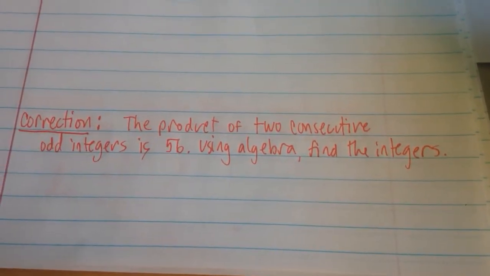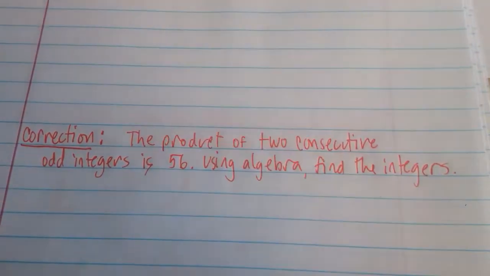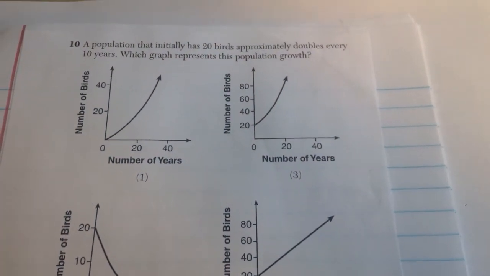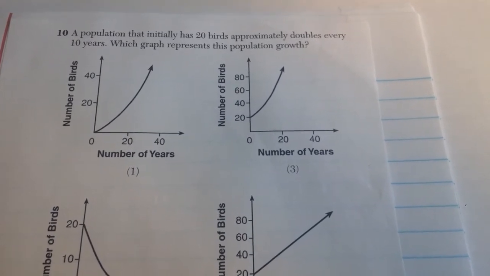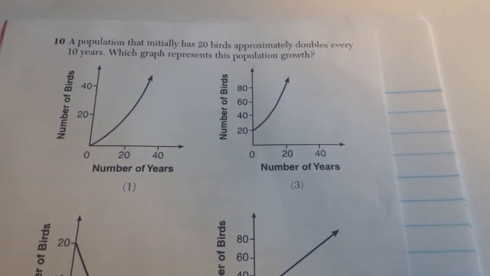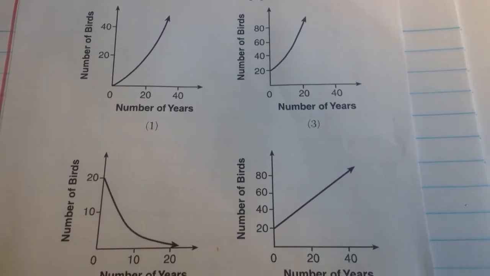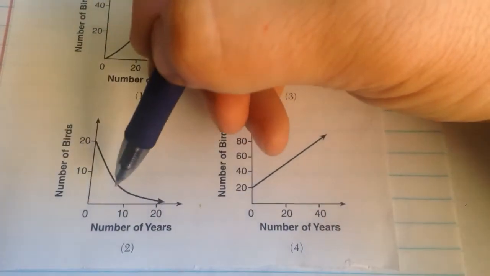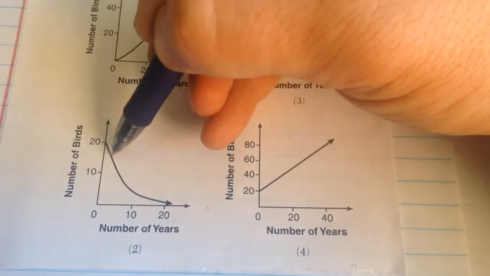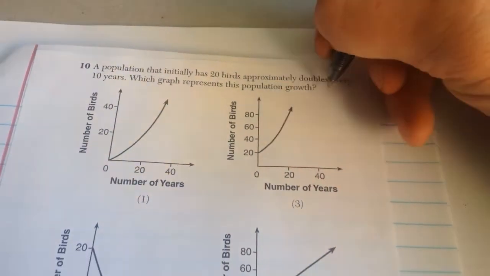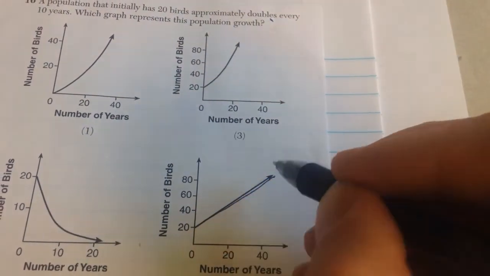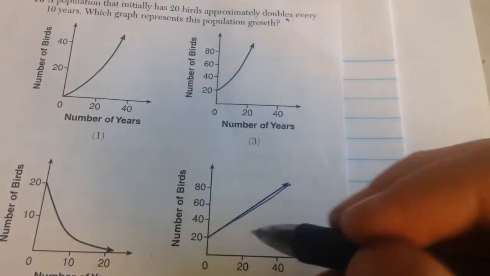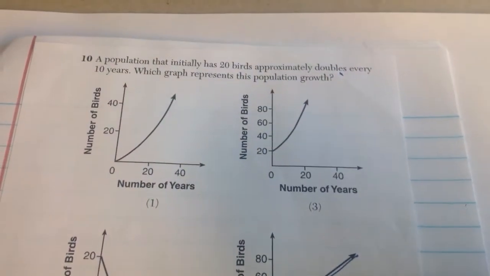corrections, number 10, a population that initially has 20 birds approximately doubles every 10 years. Which graph represents this population growth? In this case, it looks like as time is increasing, the number of birds is going down. Well, here it says that they're doubling, so it can't be choice number 2. This is a straight line. This is going up at a steady rate. It's not going up quickly. In this case, it's not choice 4.